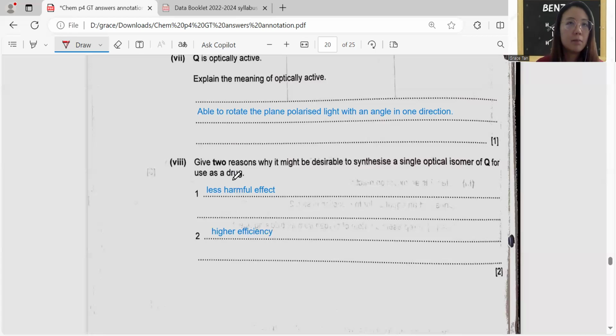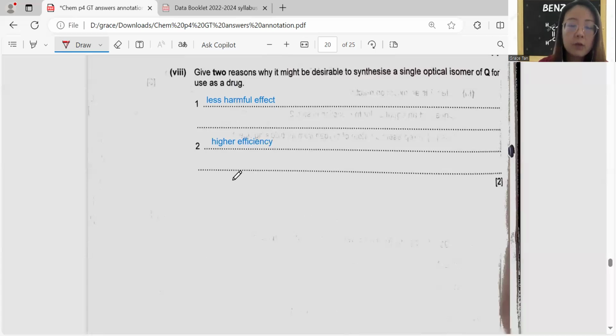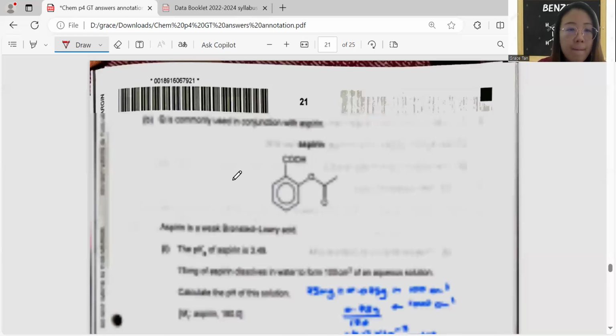That one is a marking scheme answer from a previous question paper. The previous question paper actually gave 3. All right, so I only put 2 here: less harmful effect, higher efficiency. Okay, the third one, you can go and find that particular past paper here and find out what the third answer is. Okay. Now, next question.